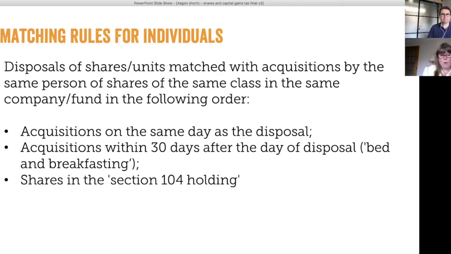Finally, the cost that would go into the calculation, if we've exhausted these other two possibilities, would be the average cost. Used to be so easy, didn't it? So, pesky revenue. It did.